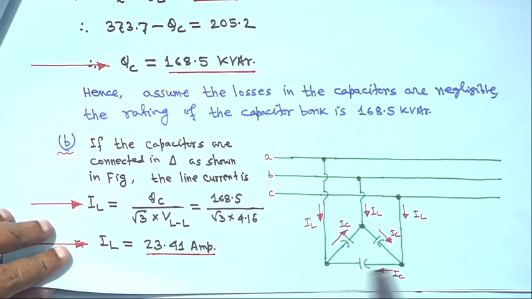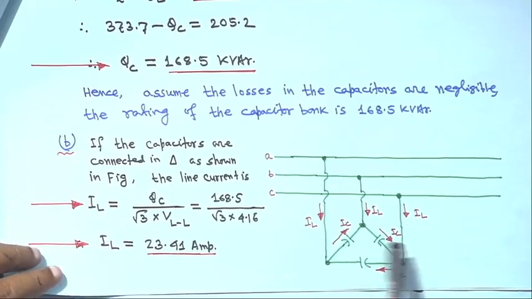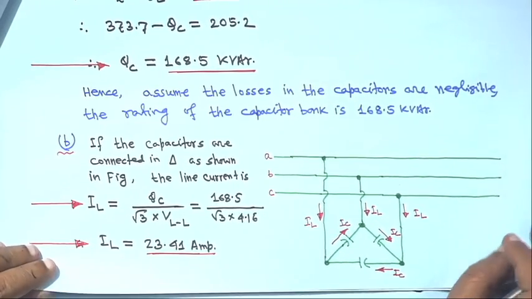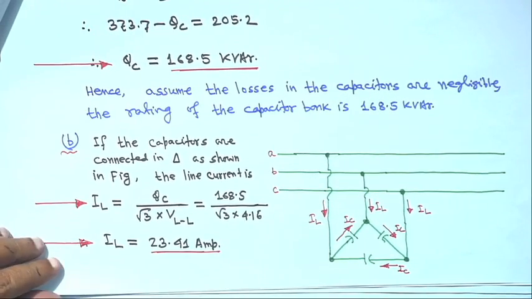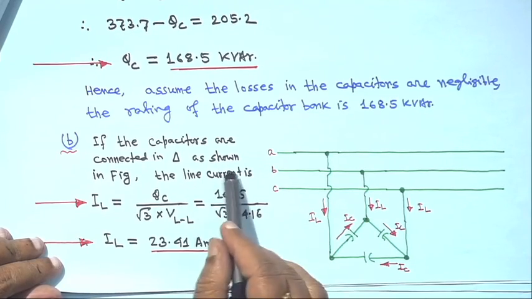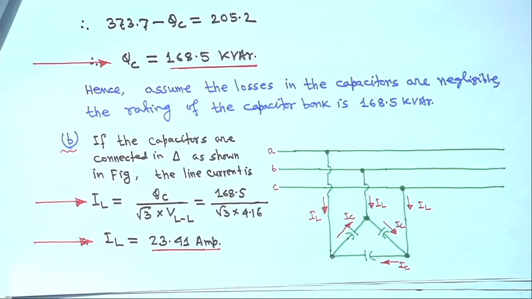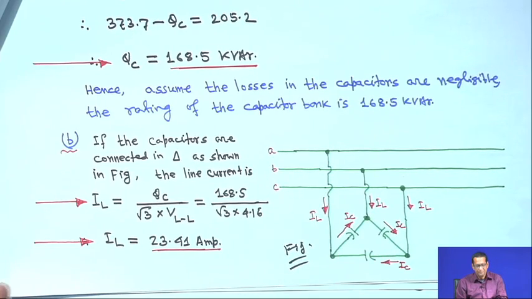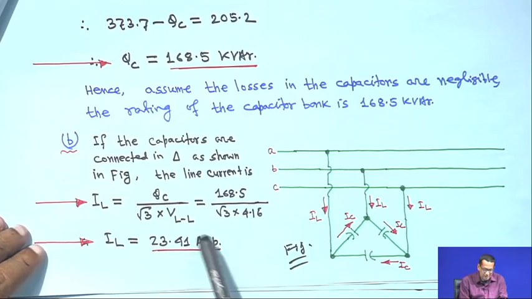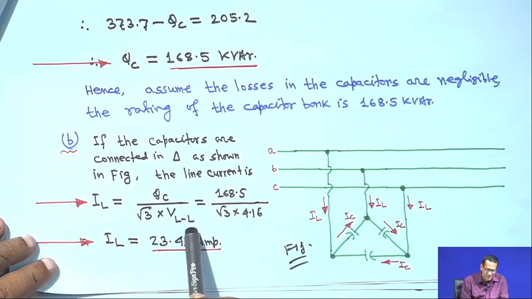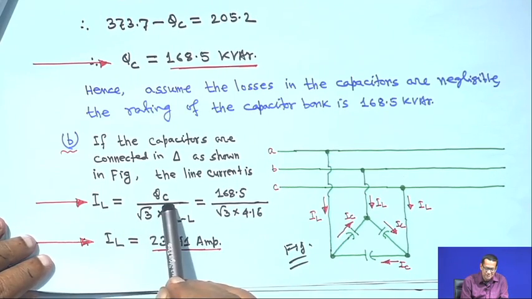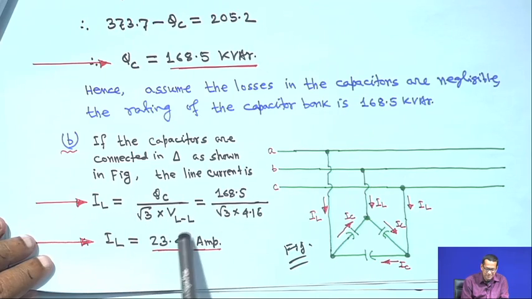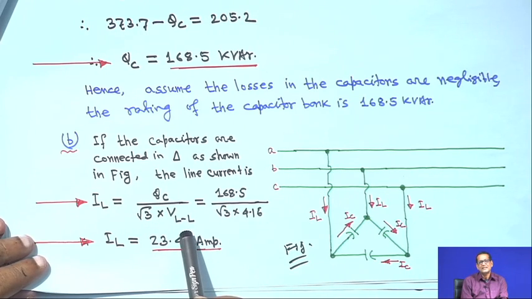So, this is IC, the capacitive current, and this is the line current IL, in a balanced system, so all are the same. The figure number I have not given here; if the capacitors are connected in delta, this is the figure, no number is required here, it is numerical. You know that for 3 phase, root 3 times the line to line voltage V times the load current IL is equal to QC. Therefore, IL is equal to QC upon root 3 times V line to line.